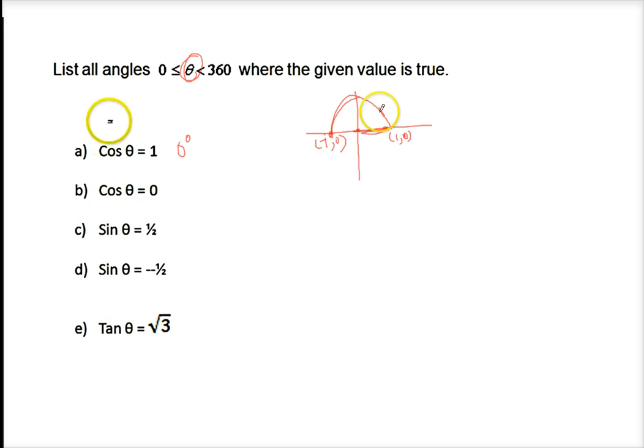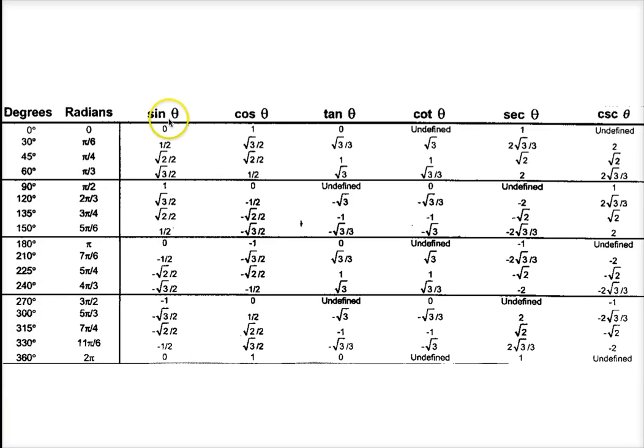The other way you could do that is to memorize those values, either by looking at the chart. Okay, so you go, okay, where is cosine 1? And we look down the line. The only place that the cosine is 1 is at the angle 0 degrees.